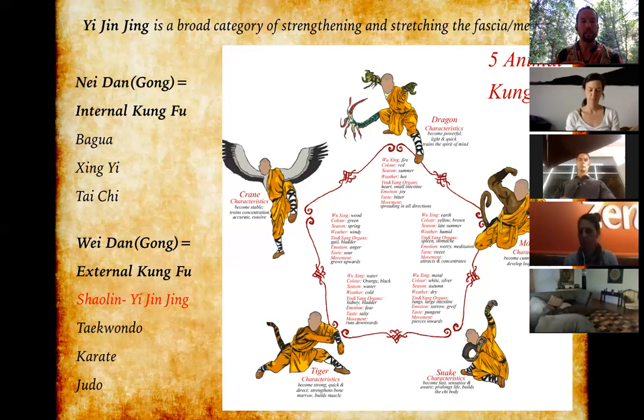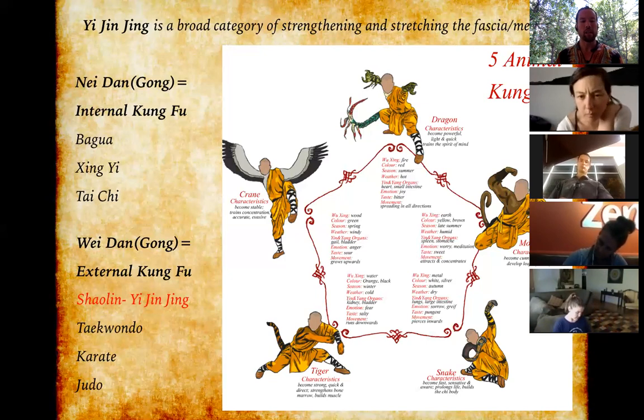Now, Wei Dan or Wei Gong, Wei, as you guys know, means external, right? Our Wei Qi field. So Wei means external. And the external style Kung Fu are Shaolin, which is where the I Ching Jing comes from, Taekwondo, I believe it's Korean, Karate, Judo, right? So these are different forms of external. Some may have a little internal cultivation, but they're primarily focused on strengthening the body and so forth, increasing martial power.